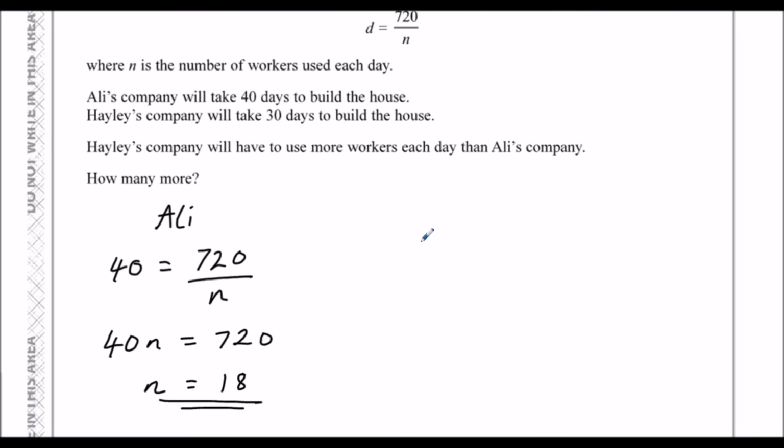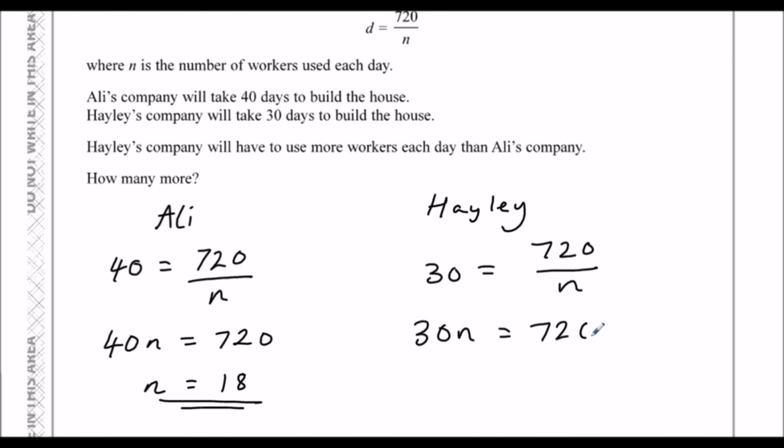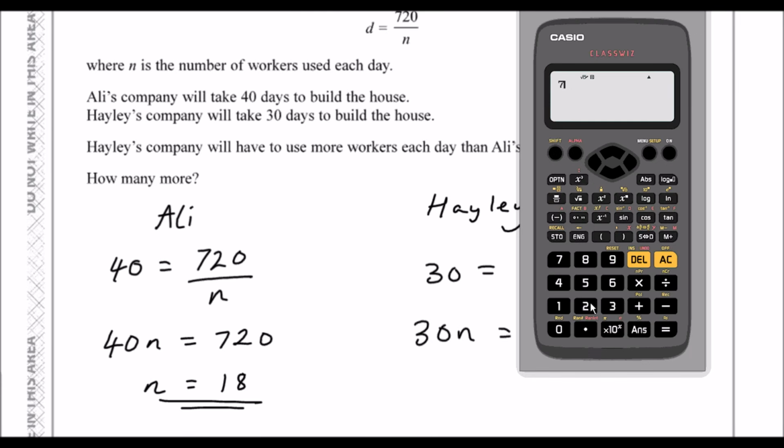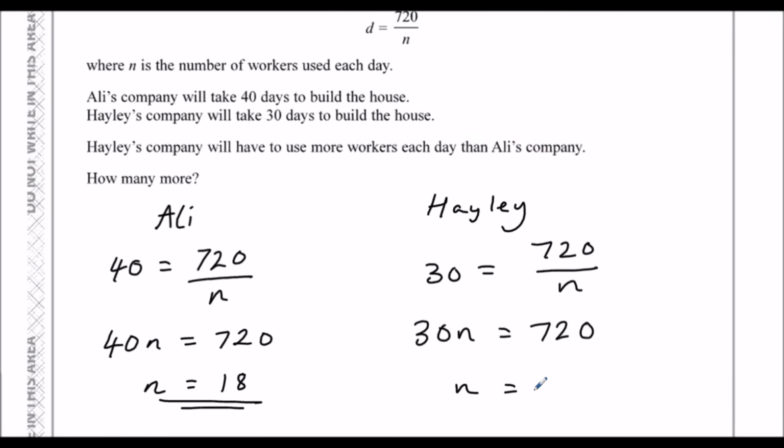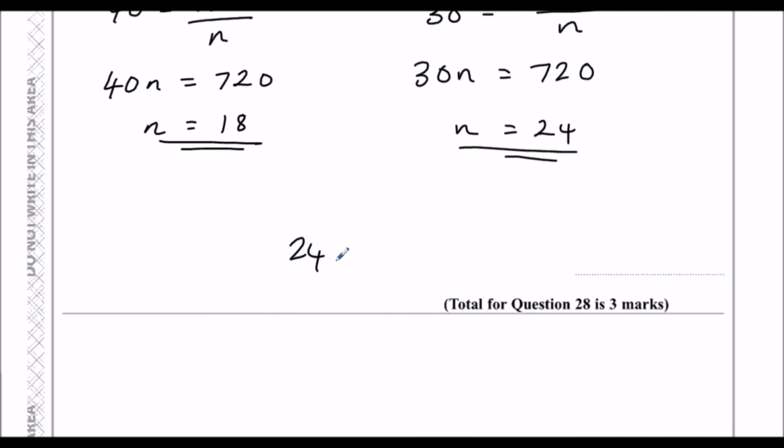workers for Ali's company, and for Haley, 30 days. So 30 is 720 over N, times both sides by N. So 30N is 720, and then divide both sides by 30, which is 24. So how many more workers does Haley use? 24 take away 18, which is 6 more workers.